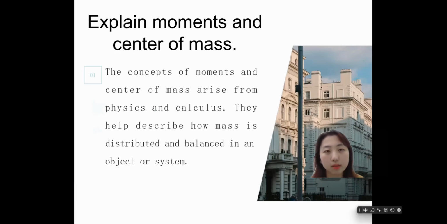And let's talk about moments and center of mass. The concept of moments and center of mass arose from physics and calculus. They help describe how mass is distributed and balanced in an object or system.